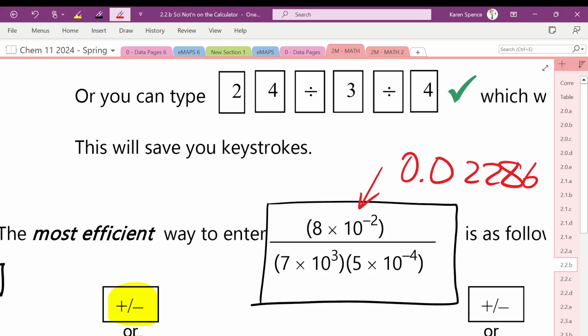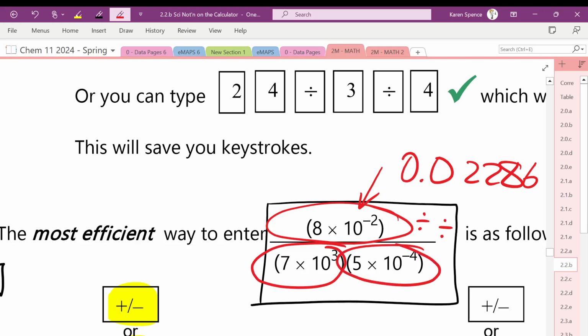All right. One thing I would like to draw your attention to is when I type this into my calculator to save myself time, I do 8 times 10 to the 2, and then I divide by this, and then I divide by that. So I don't press times at all during this calculation. There is no multiplying in this. I am taking 8 divided by 7 divided by 5, essentially, with all those powers of 10 in there. Okay? So just 8 divided by 7 divided by 5. That's what it means.